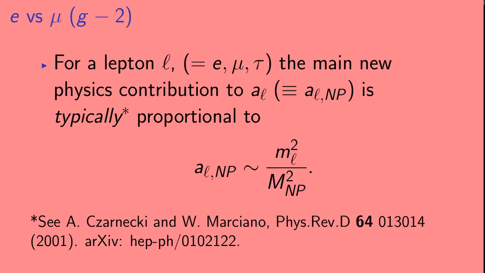Now, for a lepton L, where L is the electron, the muon, or the tau, the main new physics contribution to A sub L, which we were calling A sub L and P, is typically proportional to the mass of that lepton squared divided by the mass of the new particles squared.